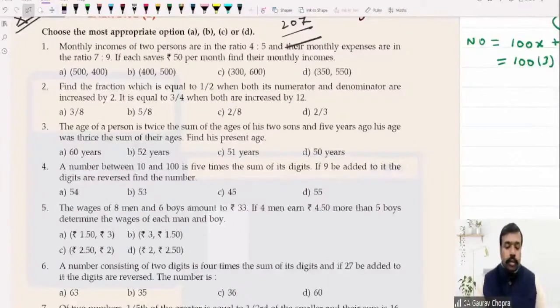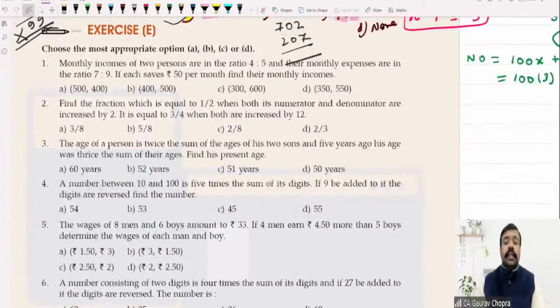Okay. So now here comes exercise number E. Before starting this exercise, let us take a small break of 5 minutes and we will come back and start this exercise. Okay. So let's have a small break.